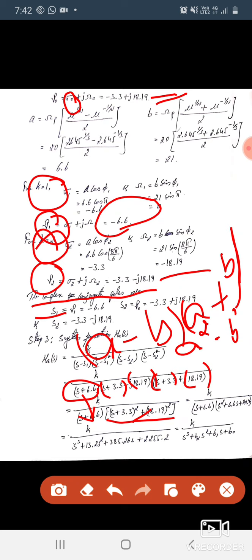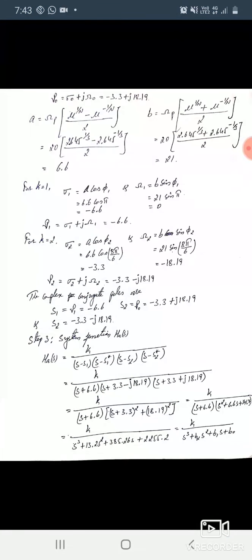Then again multiply for here, then you will be getting K divided by S plus 6.6, S square plus 6.65 plus 341.7. Again, if you multiply these two parameters, you will be getting this equation. Then this equation, if I relate with the standard, here B0 you will be getting, here B1 coefficient value, and this is your B2 coefficient value.